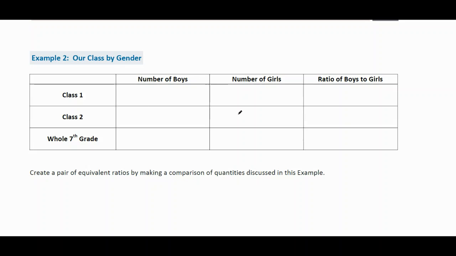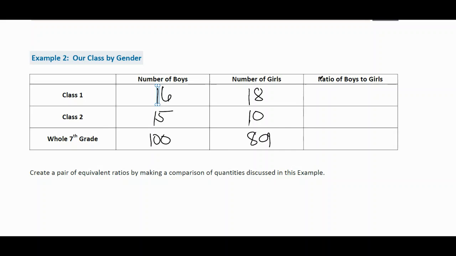All right. So, for this one, let's say this is just going to be an example. Let's say for class 1, we have 16 boys, and for the number of girls, let's say 18 girls. And then for the second class, let's say 15 boys and 10 girls. And then for the whole seventh grade, let's say there are 100 boys, and for the number of girls, there are 89.